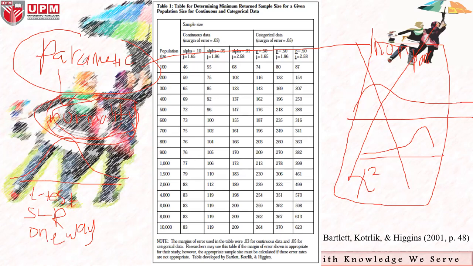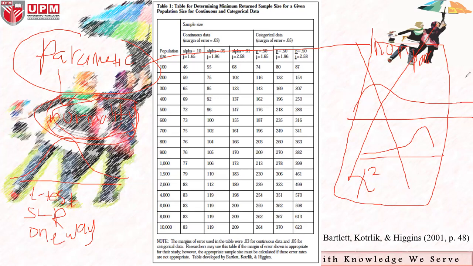Maknanya tak semualah yang kita boleh pilih nak guna Krejcie and Morgan tu. Kita kena tengok based on parametric and non-parametric dulu. Yes. You need to refer to the type of statistical analysis that you want to use. If the statistical analysis that you want to use falls under parametric analysis, therefore you cannot use Krejcie and Morgan table to determine your sample size. Dia sample size je tapi dia dah tak tally. Bila kita nak pakai parametrik, semua benda kena based on normality, based on analysis parametrik.